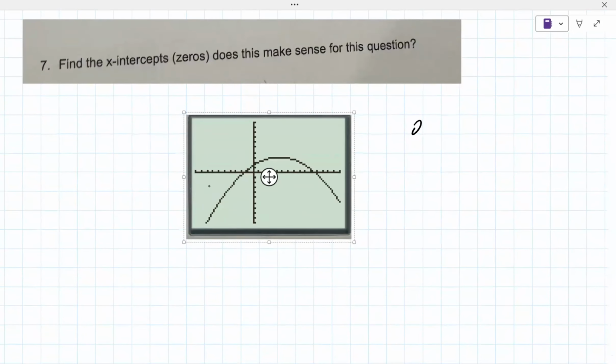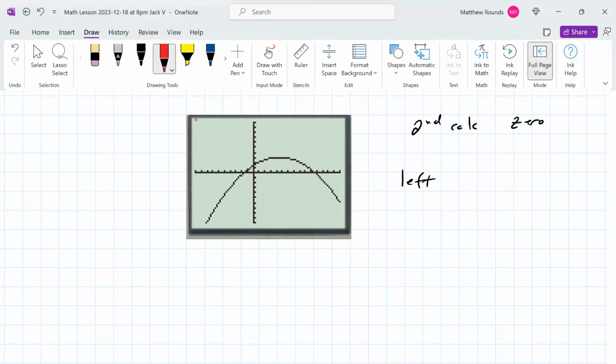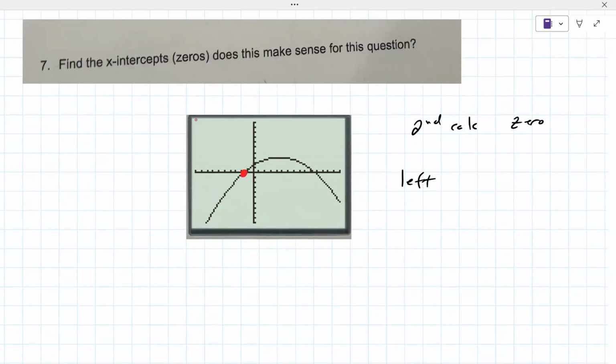X-intercepts. So you're gonna do a second calc 0, which I believe is like number 2. It's going to again ask you for the left bound. So we're going to do the one on the left first. It's roughly where that red dot is. So left bound is somewhere there. You want to choose a point left of it. Then you want to choose a point right of it. And then you want to guess at the same place and hit enter.